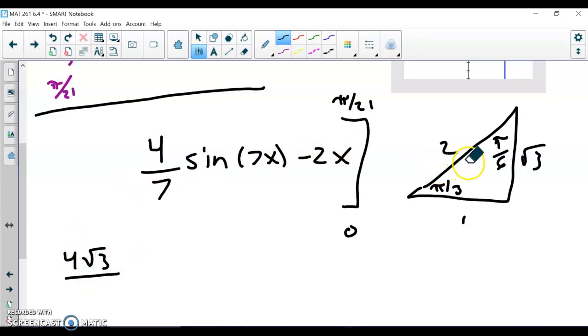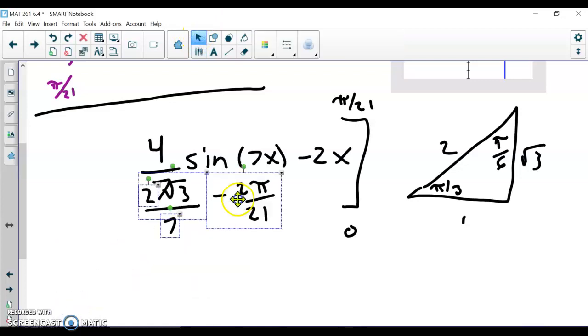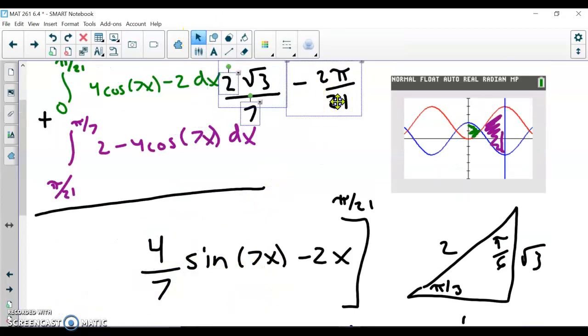And then root 3 over 2. I really should have just done 2, because there's a 2 on the bottom. So it's really just 2 over 7, 2 over 7 root 3. And then we've got minus, this is going to be just 2 pi over 21. All right, so that is the first piece. I'll put that here.